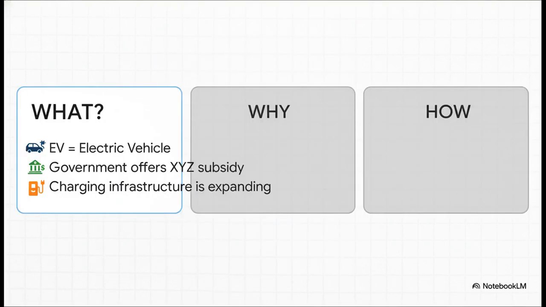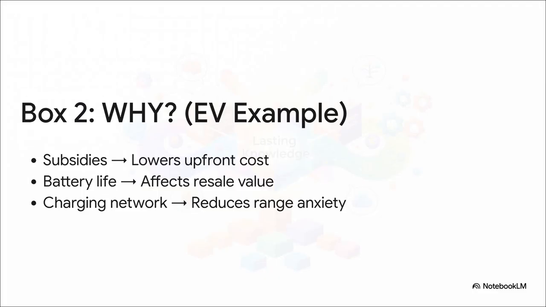Let's use a real-world example. Say you're researching whether to buy an electric car. In box 1, the what box, you capture the core facts. Think of this like a cheat sheet for your future self. We're talking short phrases, not long sentences. Just the absolute essentials. Okay, but box 2, the why box, this is where the real understanding starts to click.